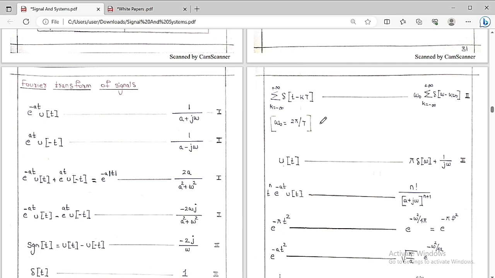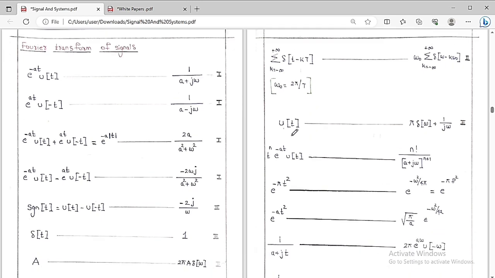So finally I can say, for sigma k equal to minus n to plus n of delta of t minus kT, the Fourier transform is omega naught into sigma k equal to minus n to plus n of delta of omega minus k omega naught, where omega naught is equal to 2 pi by T. So we can say basically it's an impulse train, a periodic signal of time period T.